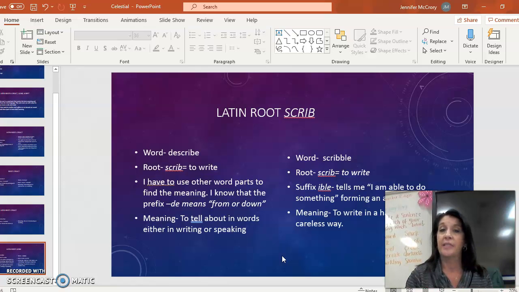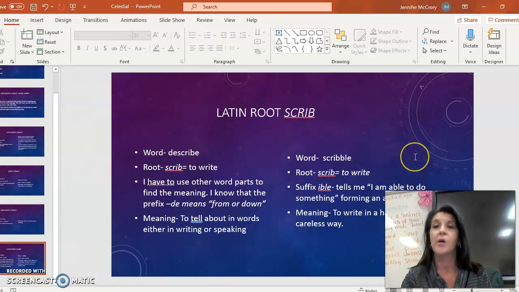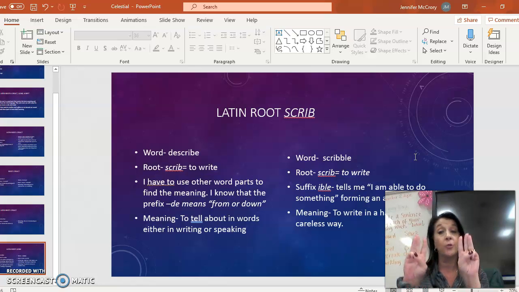So I hope you saw here today how we used prefixes and suffixes with our Latin roots. I know it's getting a little bit more complex, but I know you got this. You guys are amazing, and I'm going to let you take this in, and then I will see you back for day 3 of our spelling with Latin roots.